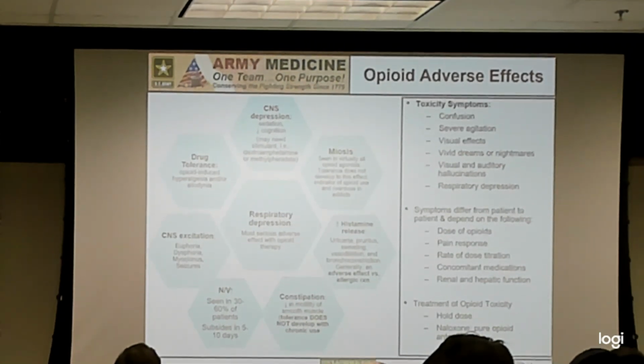What are the two that they don't develop the tolerance to? Constipation and respiratory depression.